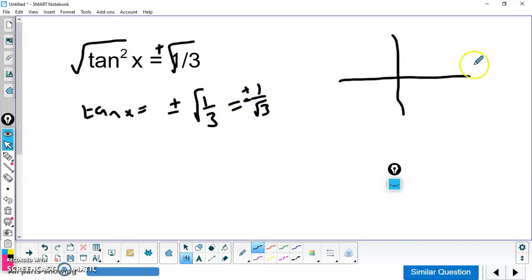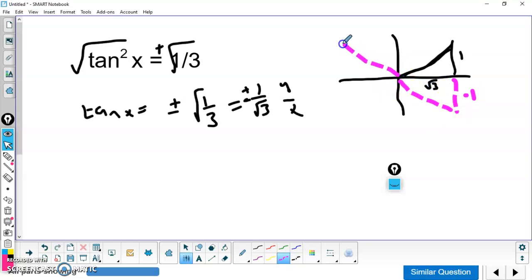All right, so positive 1/3, and remember it's y over x. So that would mean you would go up 1, and over square root of 3. That would be the first answer here. Now, you would also have a triangle down here too, because you could have negative 1, and then you could have another triangle over here, because the negative sign can go on the bottom or the top.